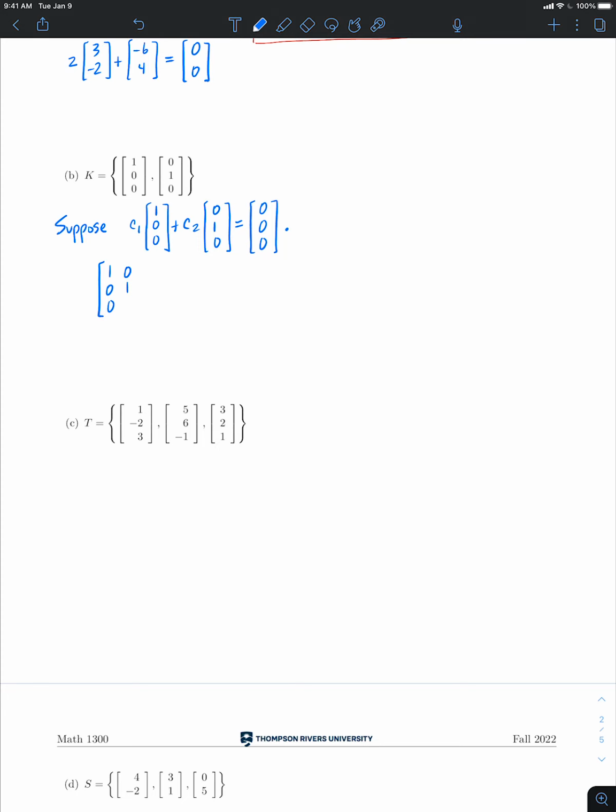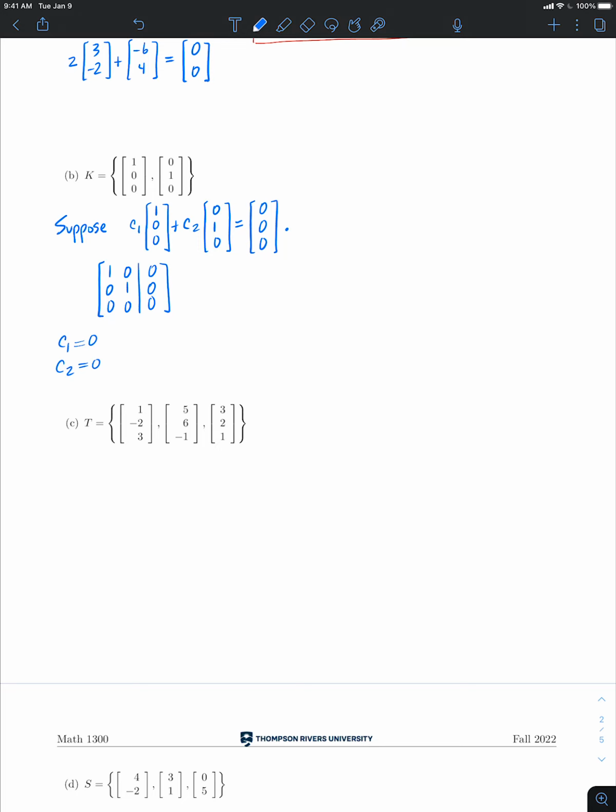They're going to look like this. You're going to have an augmented matrix that looks like this. And guess what? The bottom row is just a row of zeros, so you can ignore it. This is already in reduced row echelon form. You don't even have to do any work to solve this. You can immediately conclude that C1 is equal to 0 and C2 is equal to 0. That's the only solution to this system.